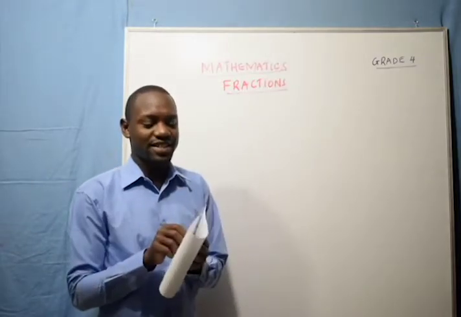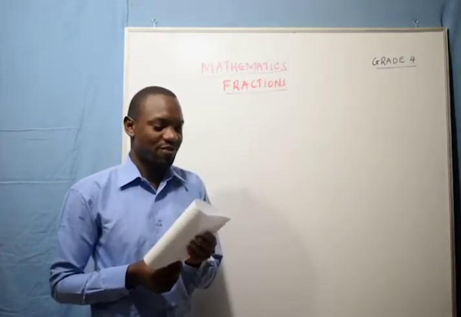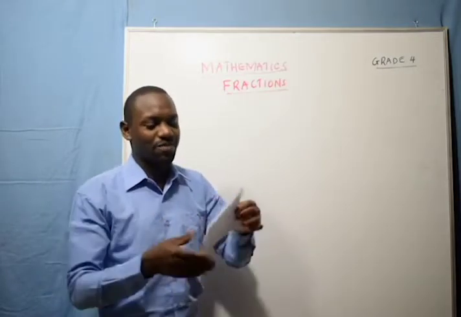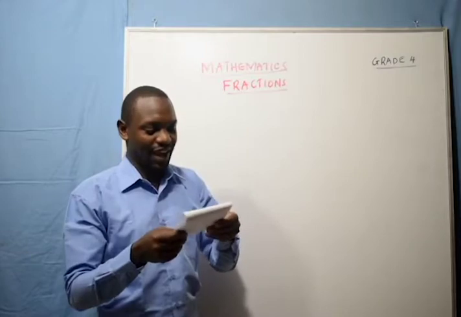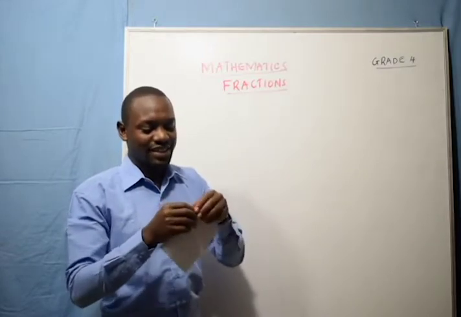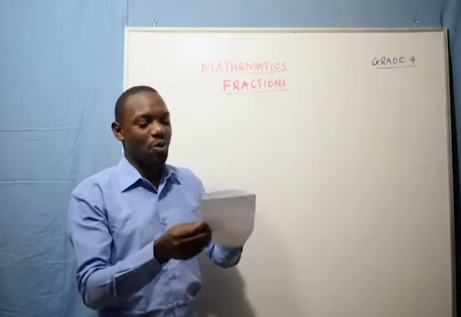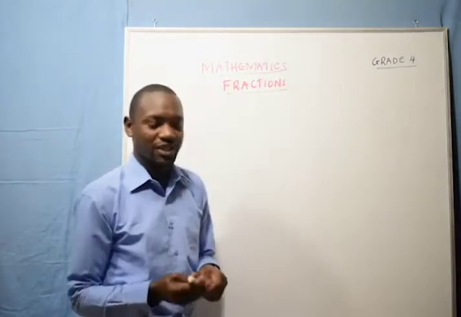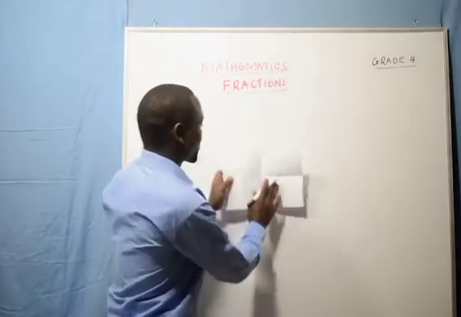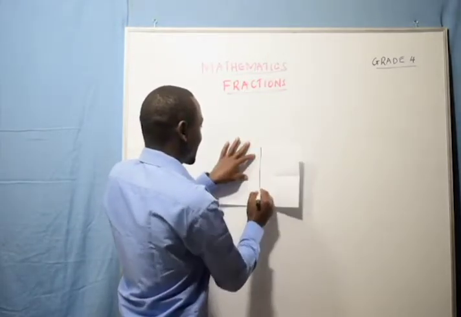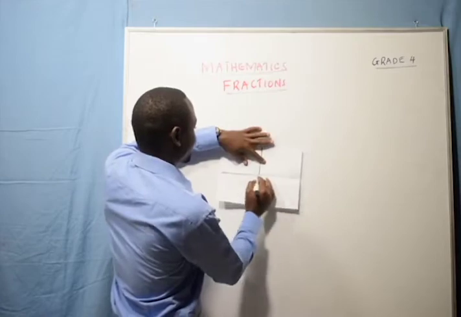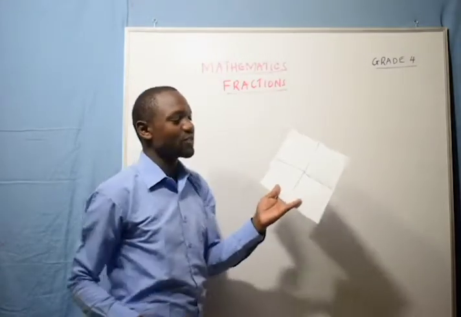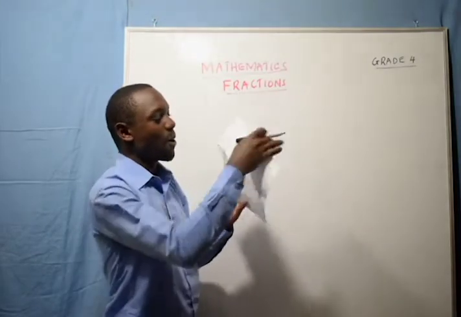Then you fold it into two. Fold it to form four equal parts. I've folded it twice to form four equal parts, such that we have something like this. So these are the parts. This is 1, 2, 3, 4. So we say that we've divided the paper cutout into four parts.